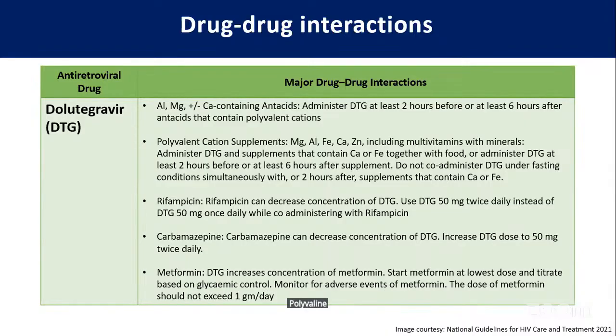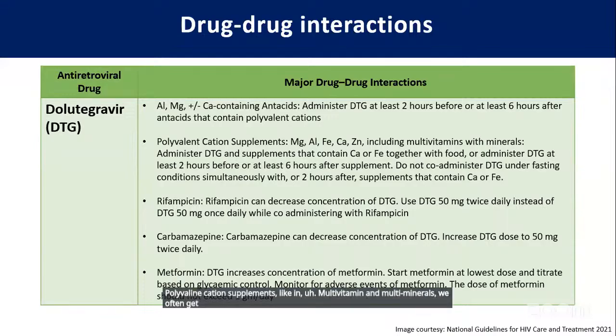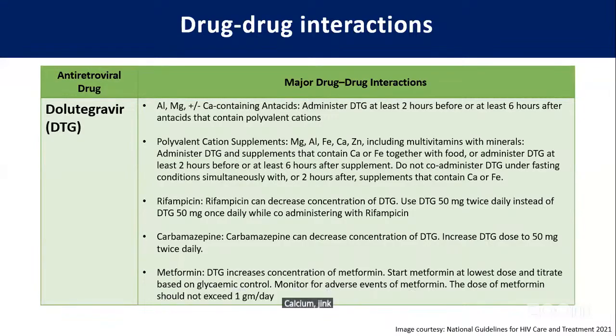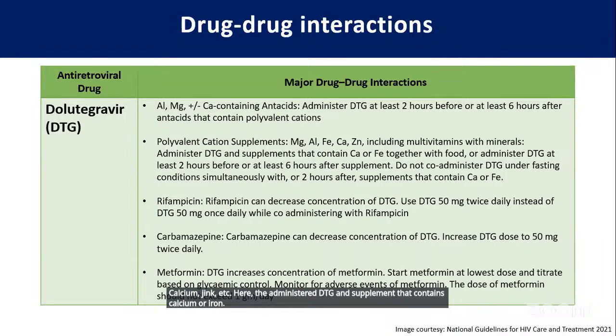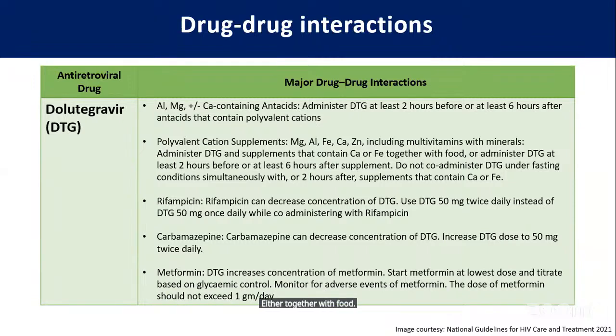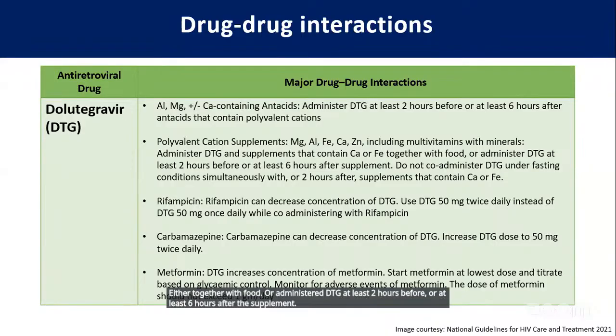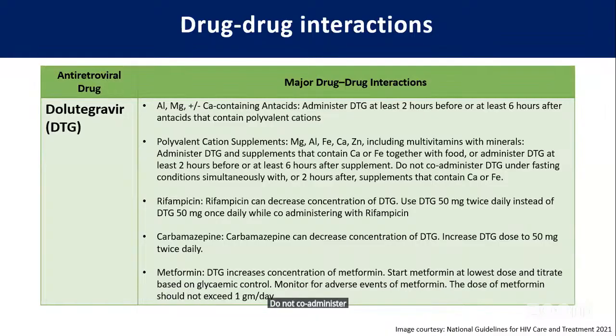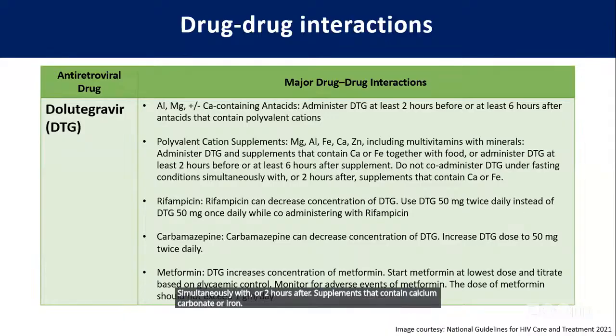Polyvalent cation supplements, in multivitamins and multiminerals, we often get magnesium, aluminum, iron, calcium, zinc, etc. Here, administer DTG and a supplement that contains calcium or iron either together with food, or administer DTG at least 2 hours before or at least 6 hours after the supplement. Do not co-administer DTG under fasting condition simultaneously with, or 2 hours after, supplements that contain calcium carbonate or iron. Rifampicin we have already discussed, so I am skipping the point on rifampicin.